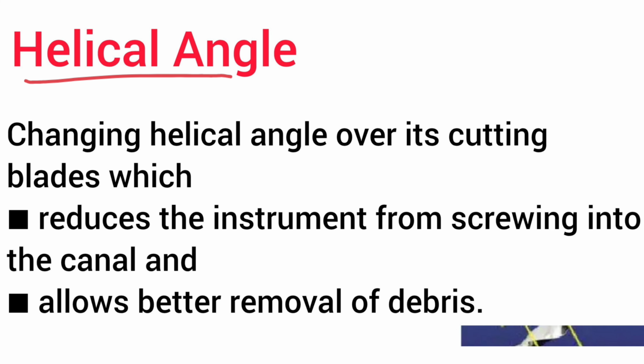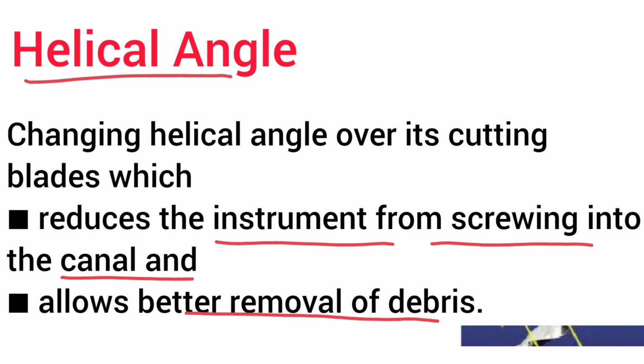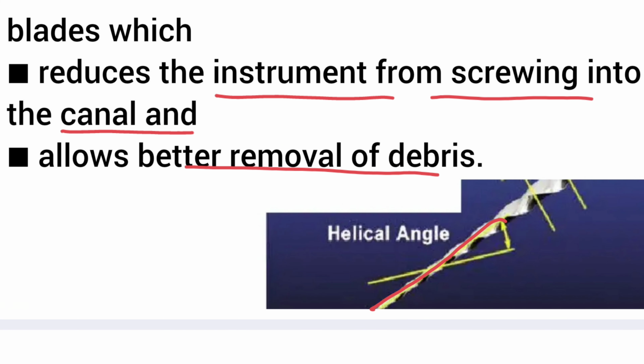See what is the helical angle. The changing helical angle over its cutting blade reduces the instrument from screwing into the canal and also allows better removal of debris. The Protaper system has this helical angle. It is continuously in a helical form, so it reduces the instrument from screwing into the canal and also allows better removal of debris. As you can see, this is the helical angle which is formed in between the fluid.